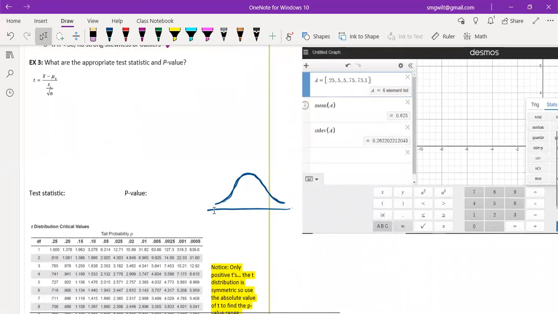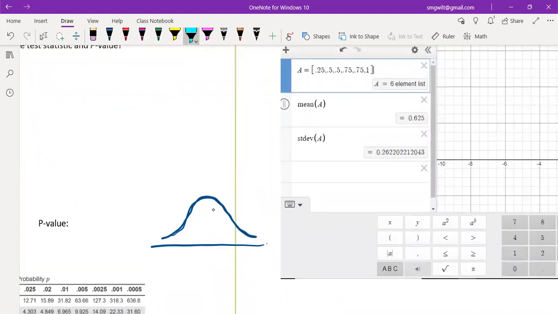I went ahead and just screenshotted that so that I don't have to take the time to type. Remember that it helps to name a data set. So I named this data set A. And so I entered the data. It doesn't have to be in order. It's telling me I have a 6-element list, so I know that I'm good. Double check your numbers are good. It gives me a mean.